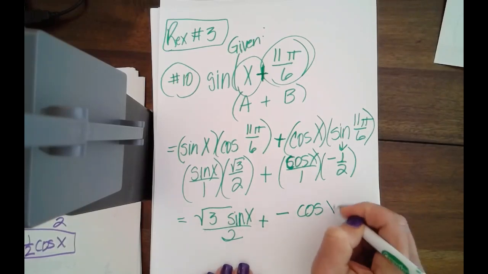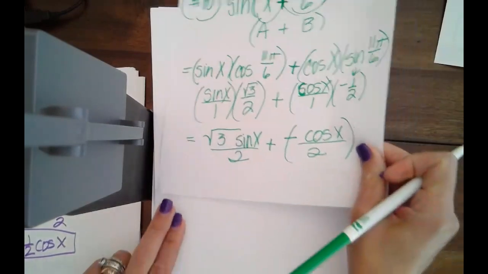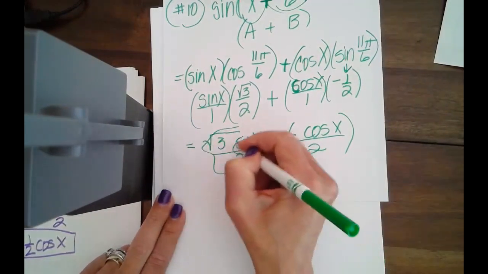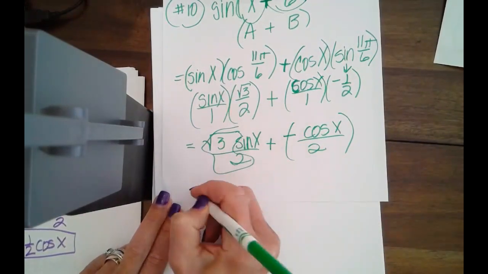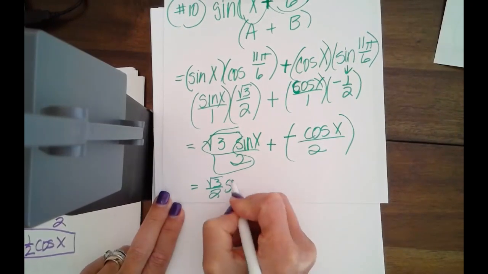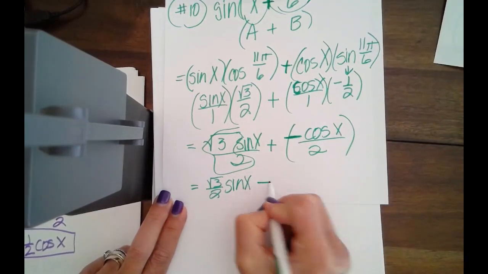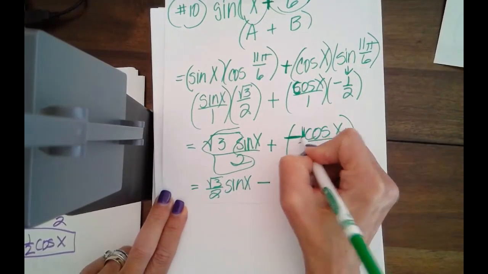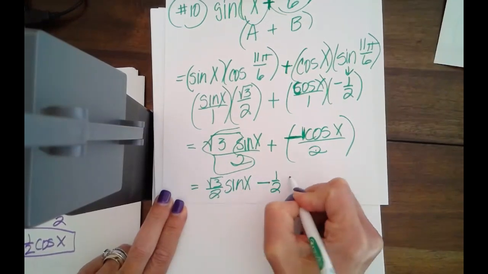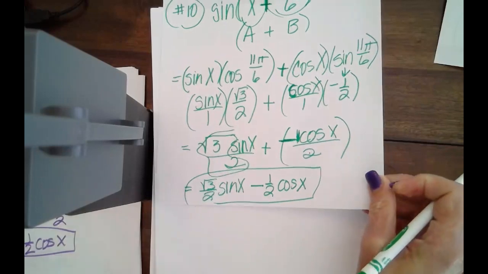over 2. So now we can move those two in together and we can actually make this like a fraction. So it's better if you do it like this, radical 3 over 2 times sine of x, and then that's going to be a negative, so minus, and then you can make this a 1 over 2, so that's 1/2 cosine x. So there we have it. We have done it completely in terms of sine and cosine. So that's number 10.